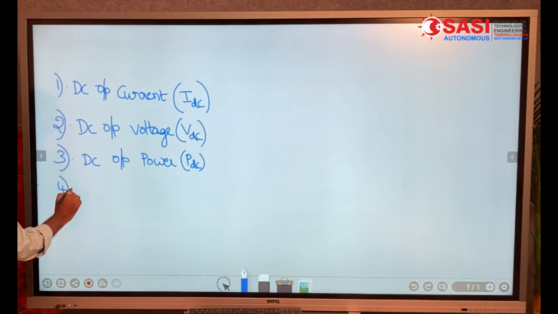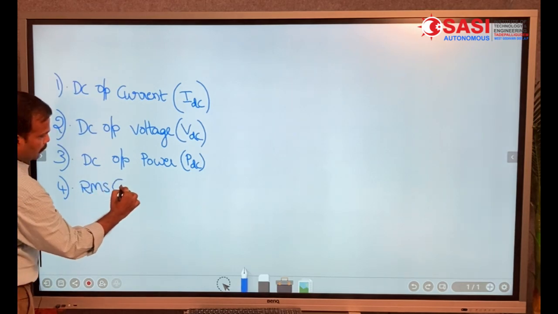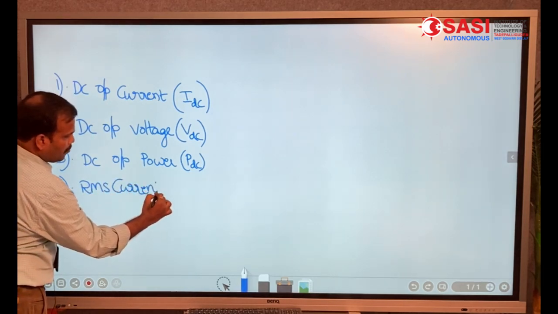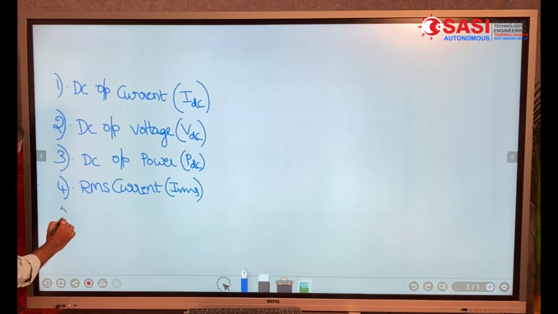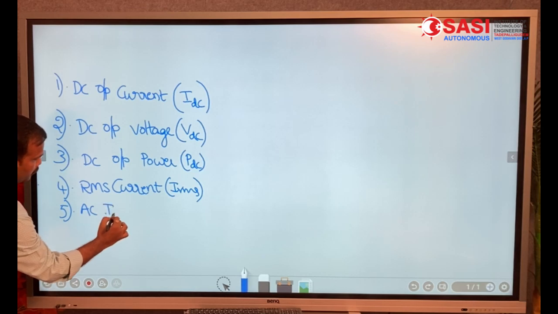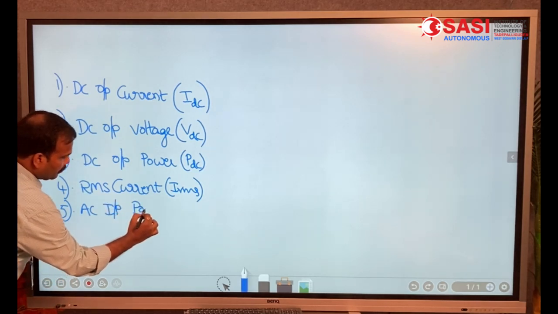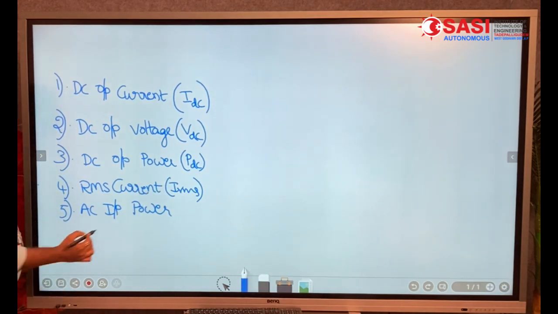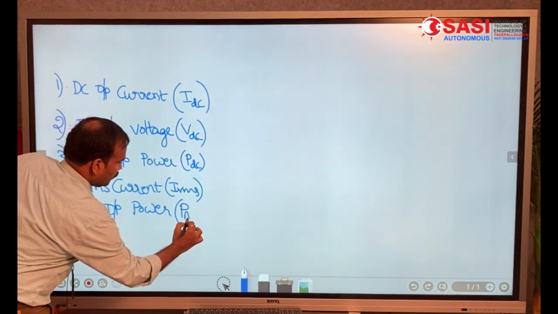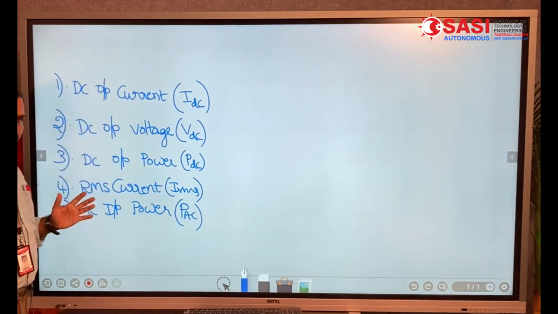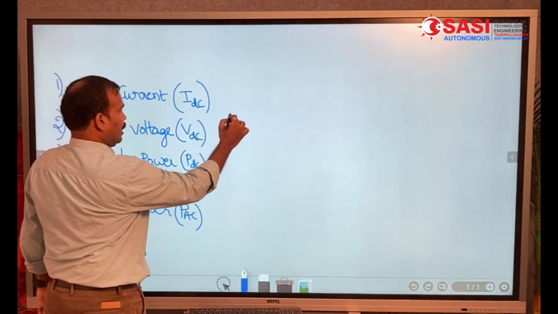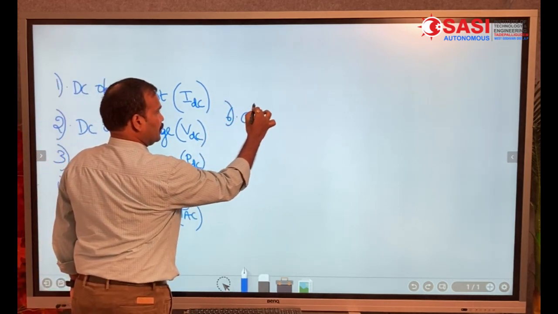Similarly, RMS current, I RMS, AC input power, PAC. Now I am not going through the derivations of each parameter, but I am giving the important parameters.